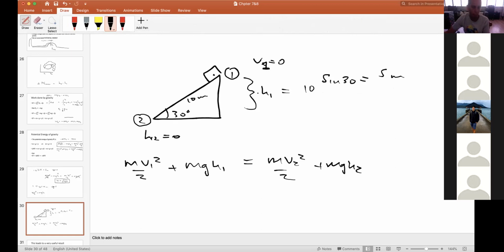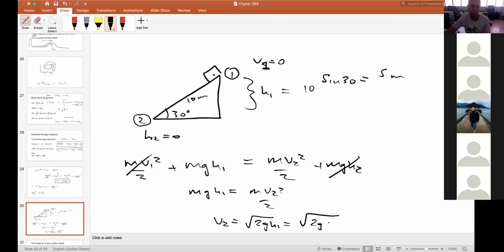So we know h1, we know h2, we know v1 is 0 because it starts from rest. mgh1 is equal to mv2 squared over 2. This means that v2 is the square root of 2gh1, which is the square root of 2g times 10 sine 30.